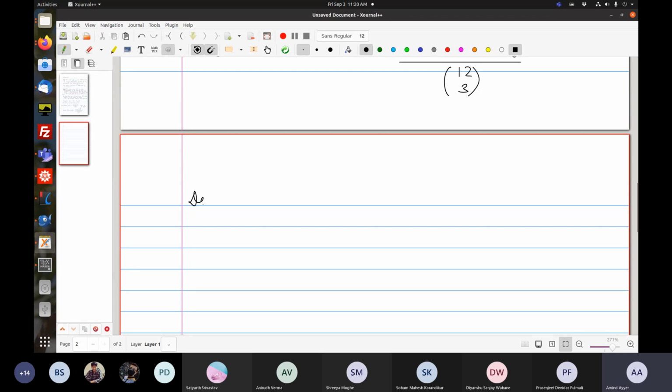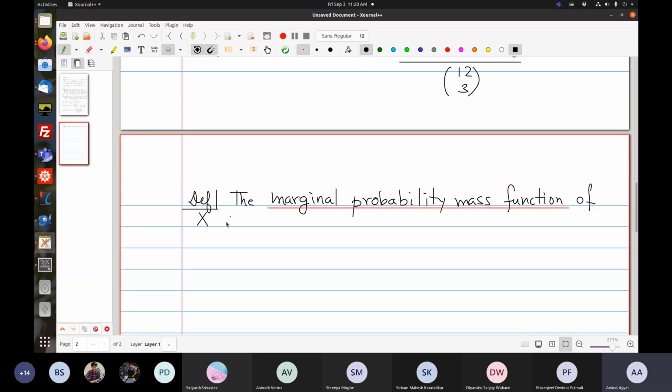So we will write it as a definition. The marginal probability mass function of x in the random vector XY is given by p_X of x is the probability that X equals x. Right? So this is just, as before, as in the marginal distribution function, just ignoring Y completely. Okay, so it's the marginal PMF of x.